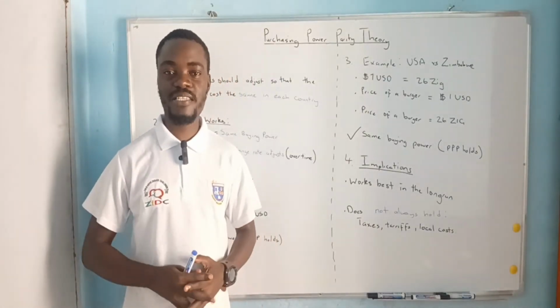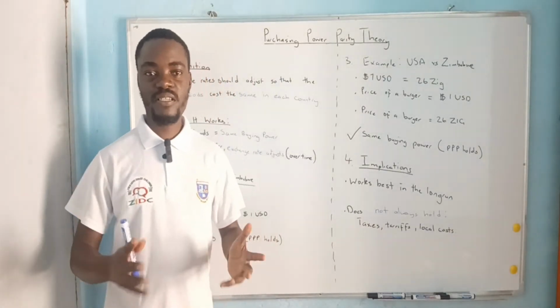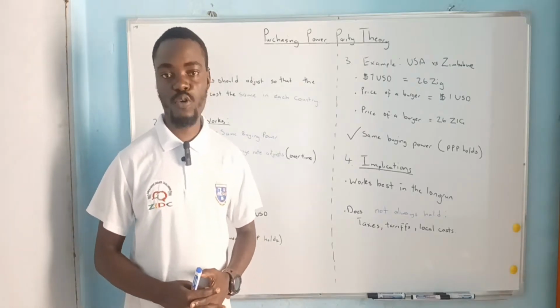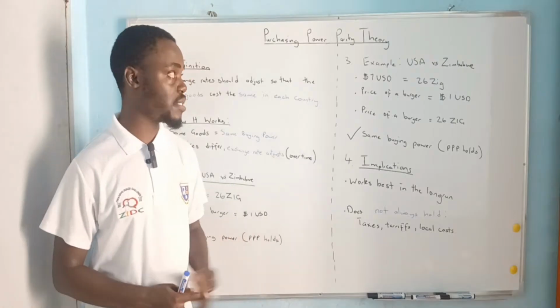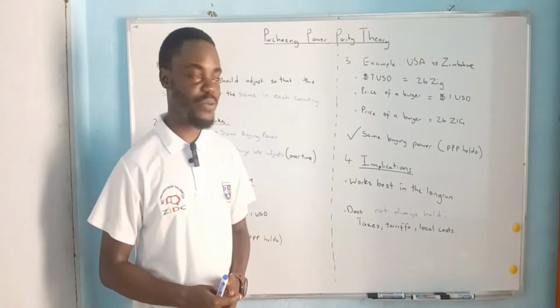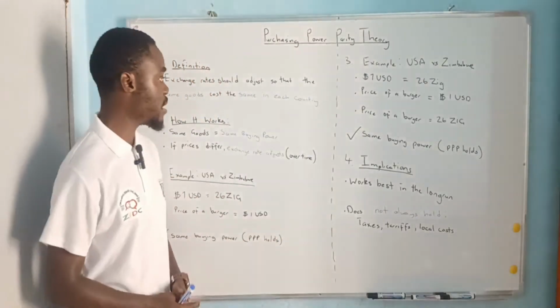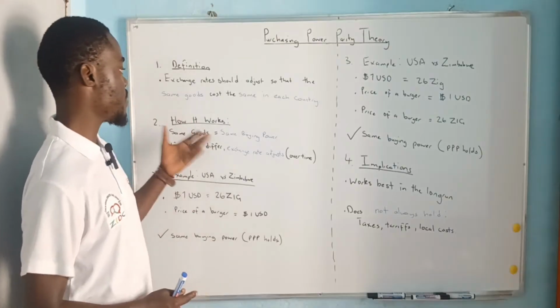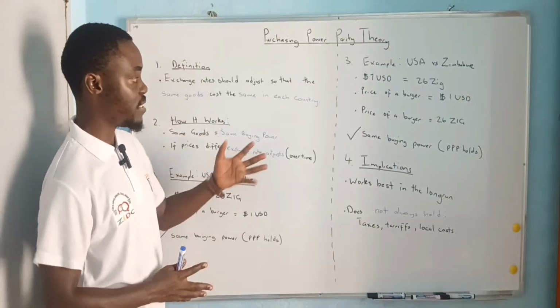We are focusing on purchasing power parity theory, which is the last segment of this topic of exchange rate, A-level economics. So let's talk about purchasing power parity theory, known as the PPP theory. By definition, it says the exchange rate should adjust so that the same goods cost the same in each country.